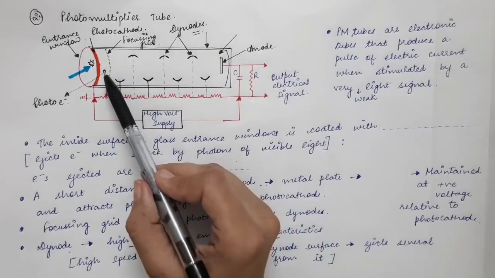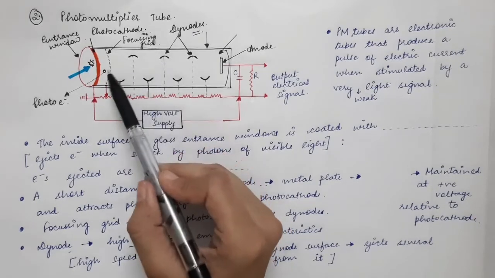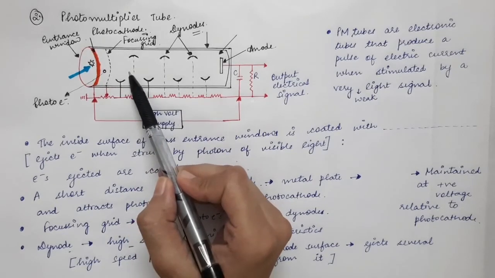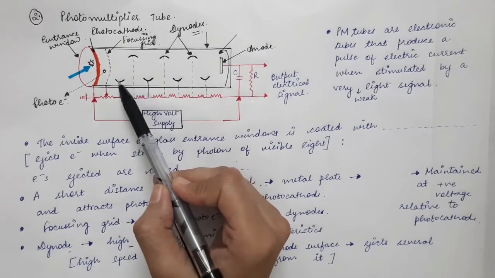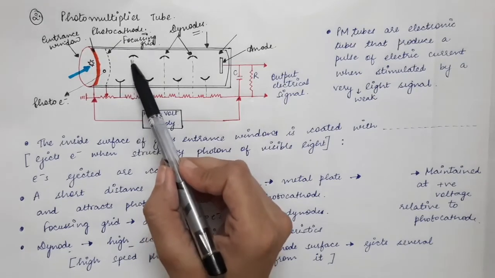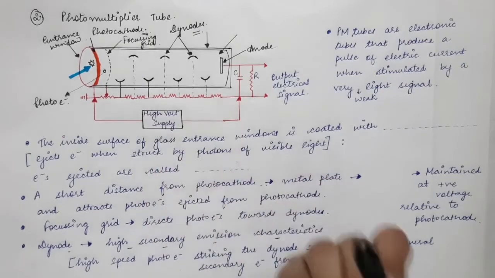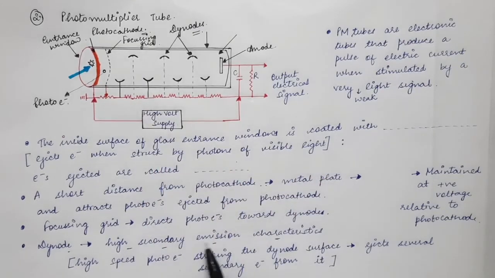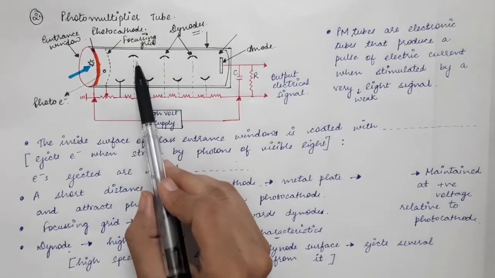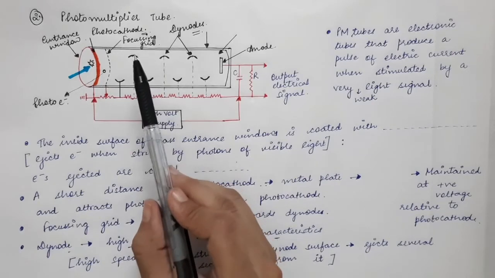So when this photoelectron is focused by this focusing grid and it falls on the diode, in return large number of electrons are emitted from this diode. Now these electrons fall on the second diode. This second diode is also coated with the material with high secondary emission characteristics, means this diode will also in return emit even more number of electrons.